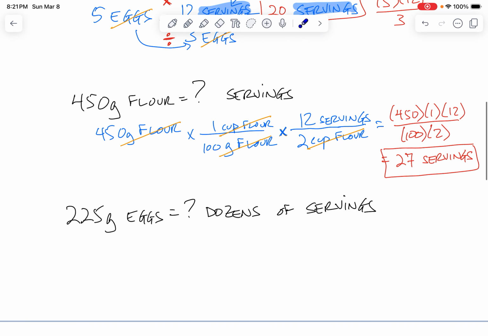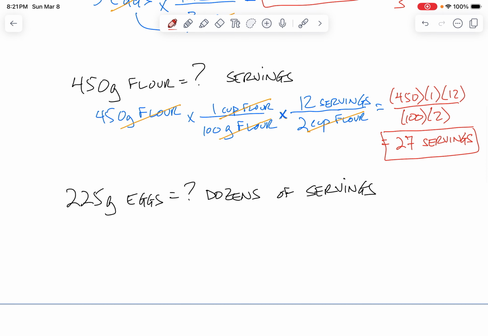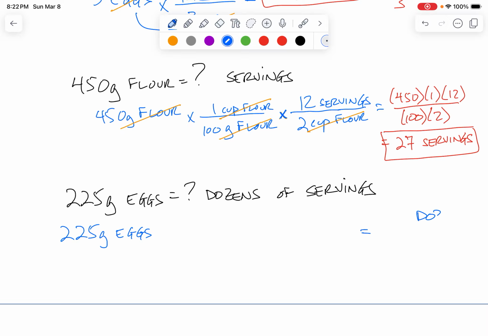All right. Last one we'll try. It says, if we have 225 grams of eggs, how many dozens of servings could we make? So let's give it a try. We're going to start out with our given information, 225 grams of eggs. And sometimes we're never sure how many conversion factors we need, but we definitely want to put that we're looking for dozens of servings here.